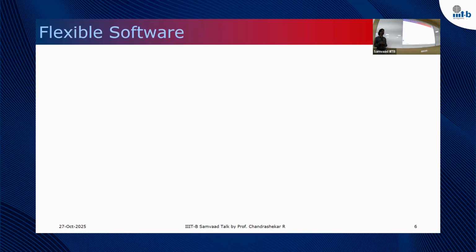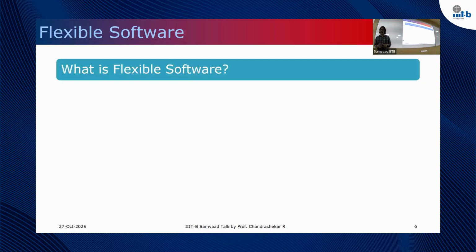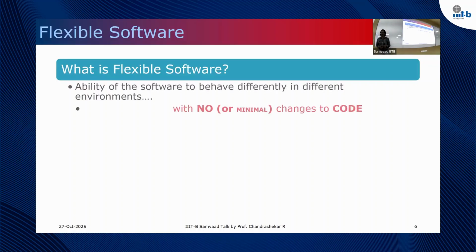I also now want to introduce this term called flexible software, and I will connect it with responsible software subsequently. So flexible software is the ability of the software to behave differently in different environments. But the key phrase here is with no or minimal changes to the code. Right, so that is purely a software engineering way of looking at what is flexible software.